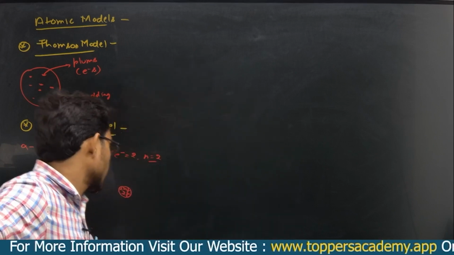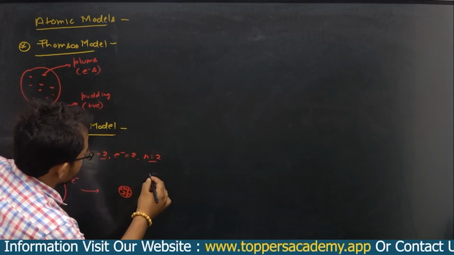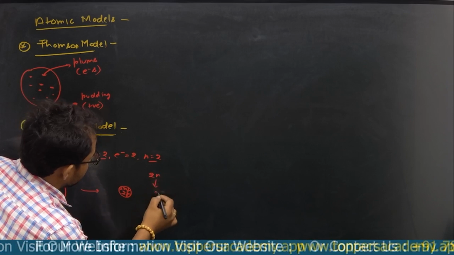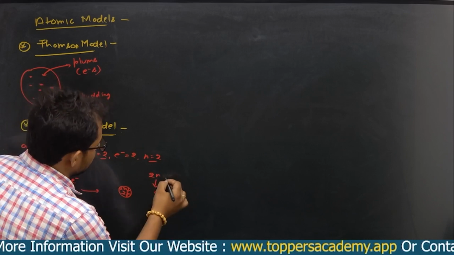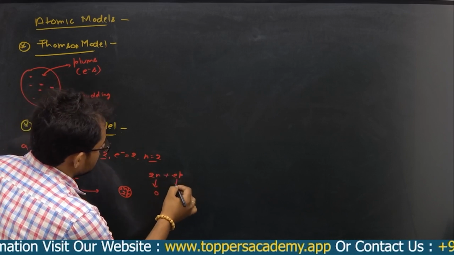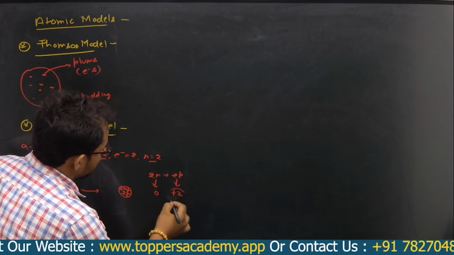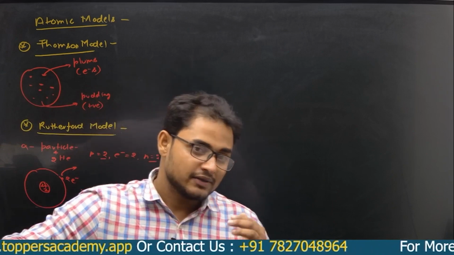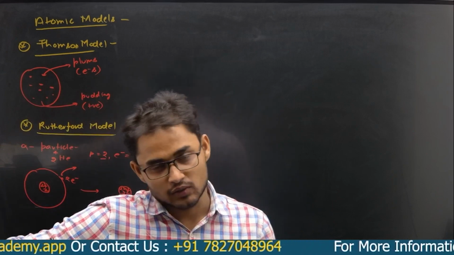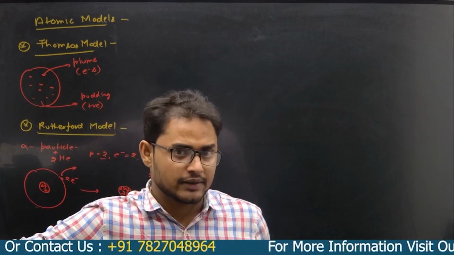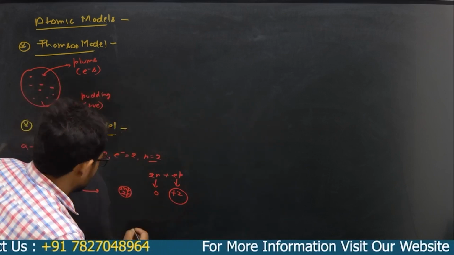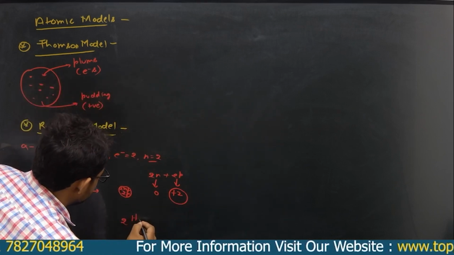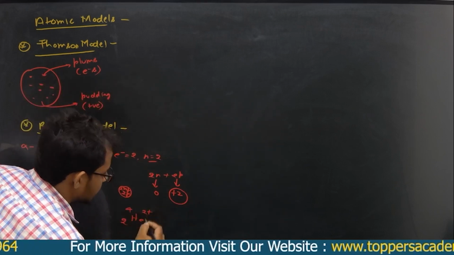Because 2 neutrons will have 0 charge because neutron is neutral, and because of 2 protons there will be +2 charge. So overall +2 charge is present on the nucleus of helium atom, and this nucleus of helium atom is generally known as alpha particle. So we represent it as 2He4, 2 plus charge here.